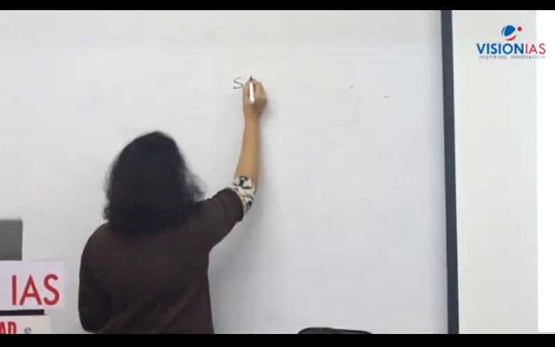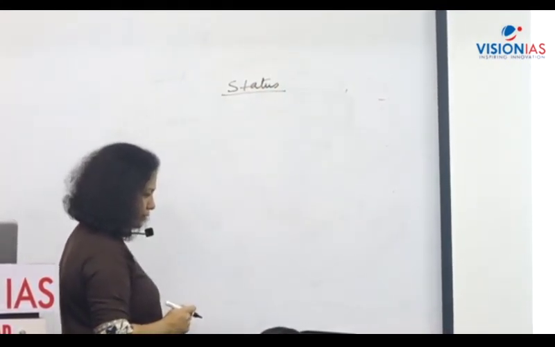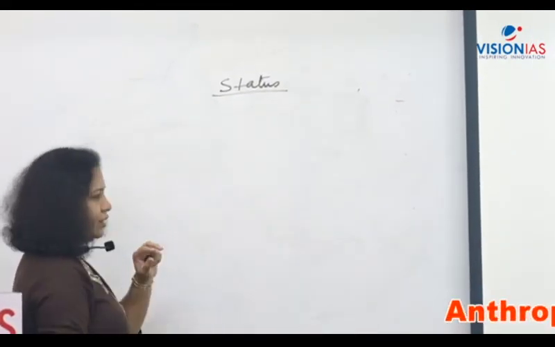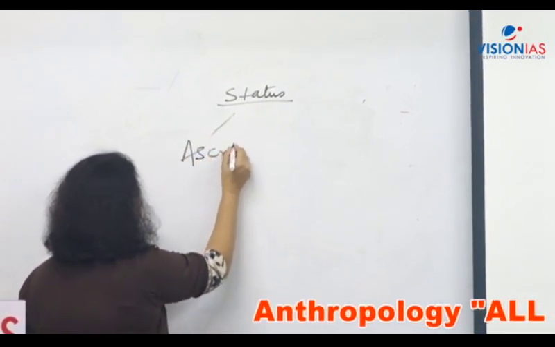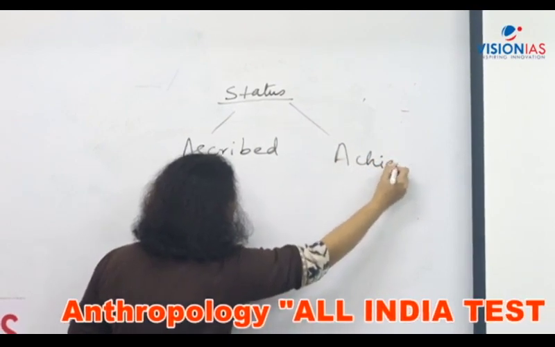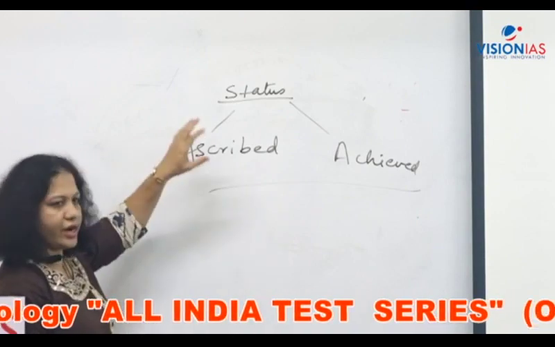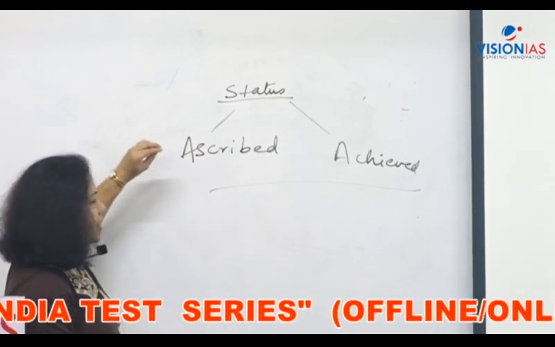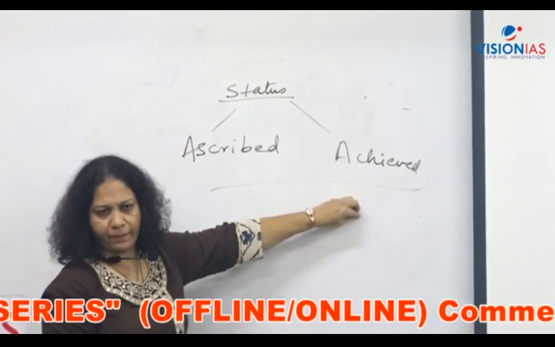In social stratification, status is where you lie in the hierarchy. A status can be ascribed or achieved. In any social stratification, a status or a position in the hierarchy can be attained through ascription or achievement.